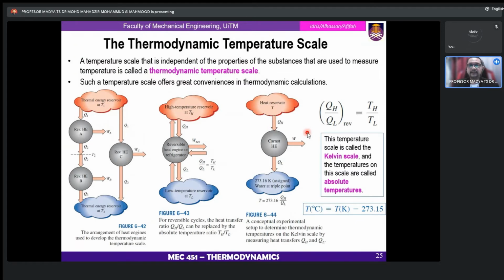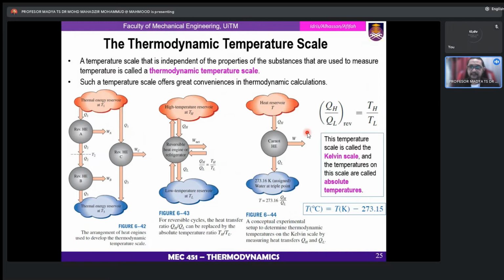The thermodynamic temperature scale. What is the thermodynamic temperature scale? It is a temperature scale that is independent of the properties of the substances used to measure temperature, so it is called the thermodynamic temperature scale. Such a temperature scale is often of great convenience in thermodynamic calculations.